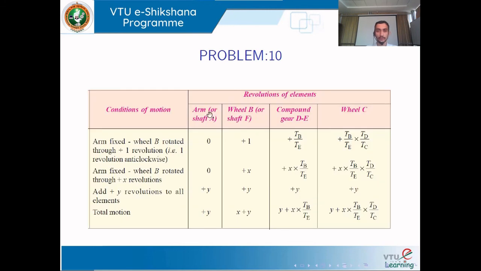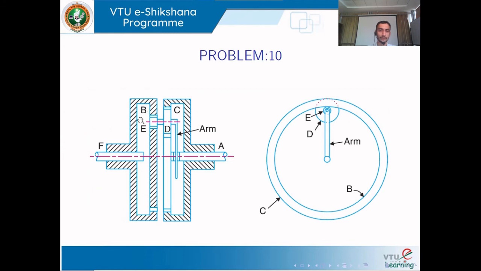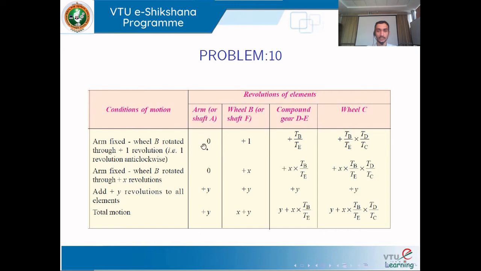For writing this tabular column, the 4 elements are the arm, the wheel B, the compound gear and the wheel C. We fix the arm and give one rotation to wheel B. So the arm is fixed, its speed is 0, and we give one rotation to wheel B. Wheel B is in mesh with compound gear E, so the speed of the compound gear is NE by NB equal to TB by TE. We have given one rotation to wheel B, let us say in the anti-clockwise direction, which is taken as positive here.